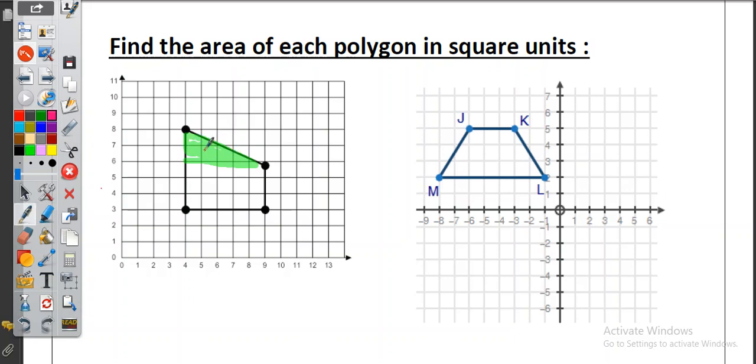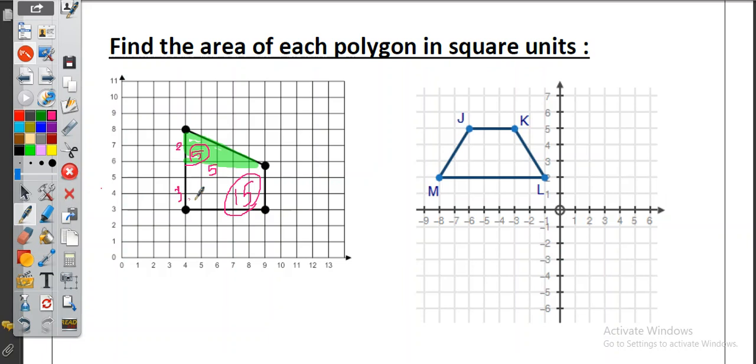What is the area of this rectangle? Count 1, 2, 3, 4, 5. So the base is 5. 1, 2, 3. So this is 3. So 3 times 5 is 15 for the rectangle. For the triangle, the base is 5, the height is 2. Remember, half times base times height means half multiplied by 2. What is the half of 2? It is 1. 1 times 5 is 5. So this area here is 5.